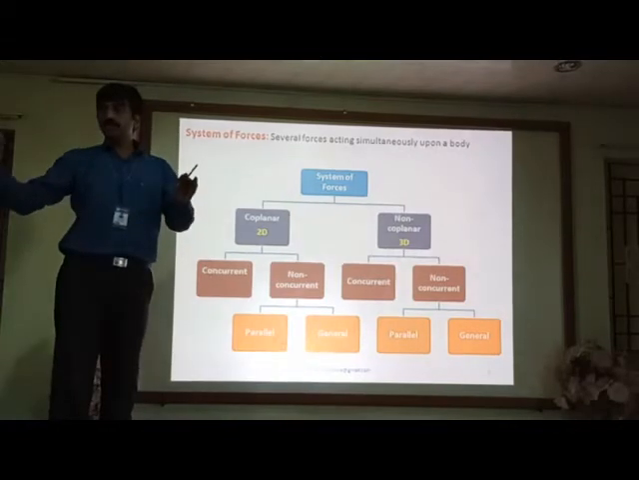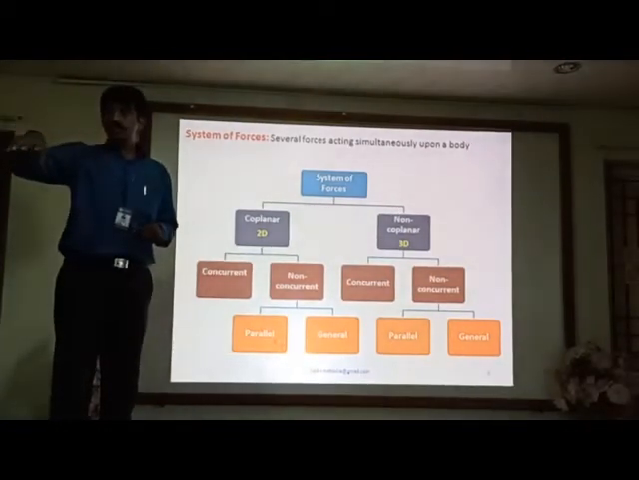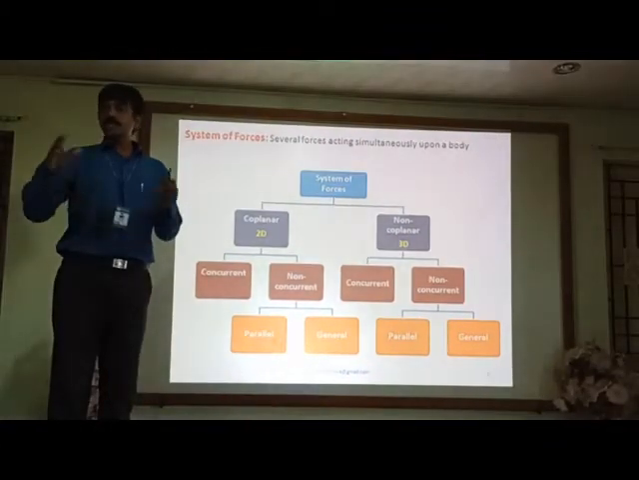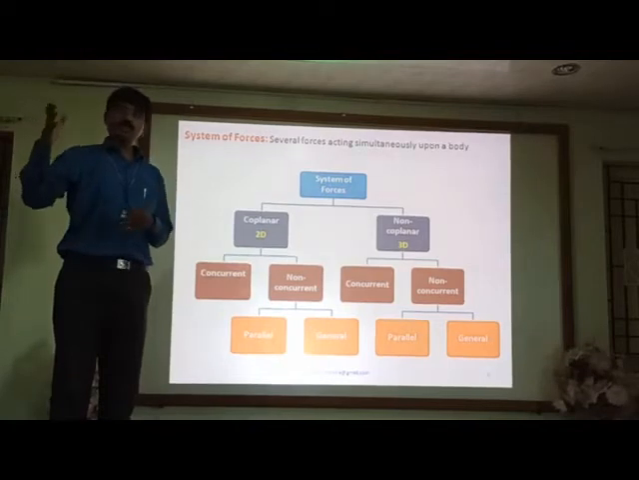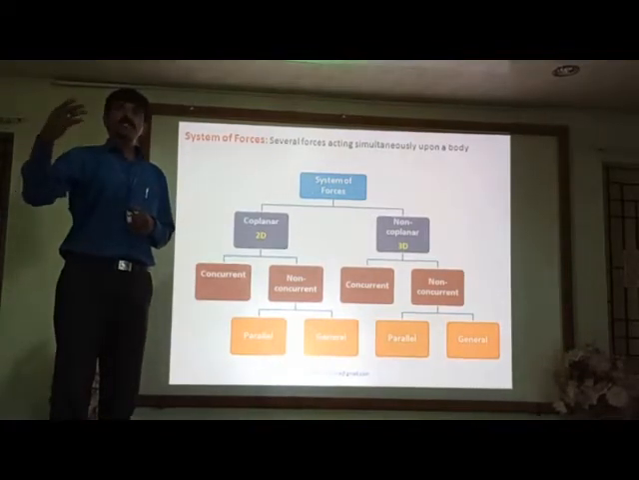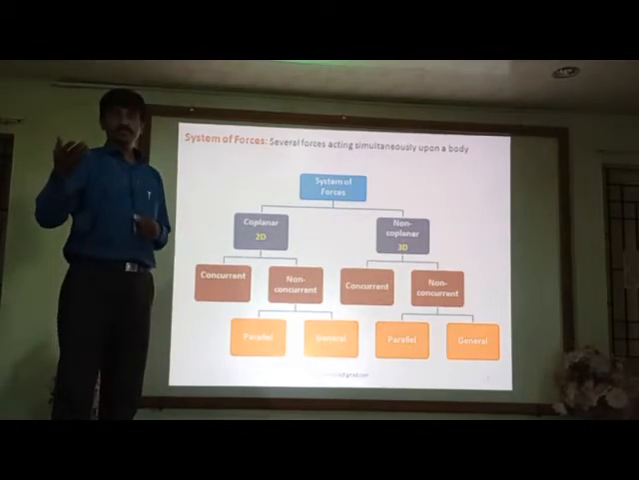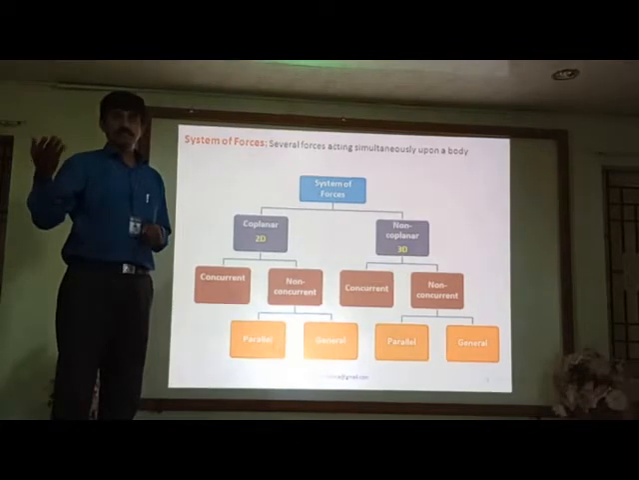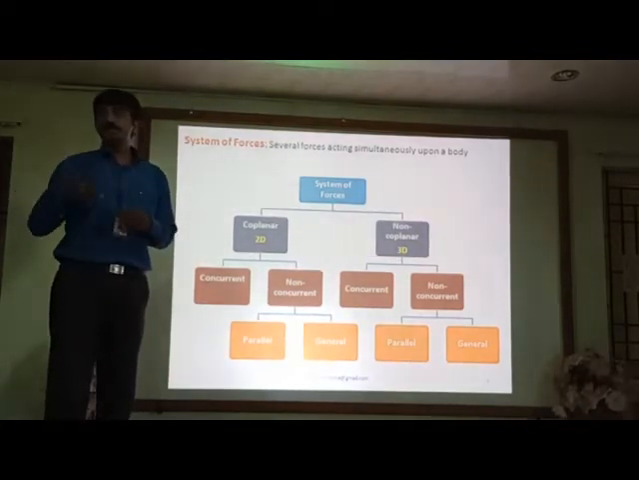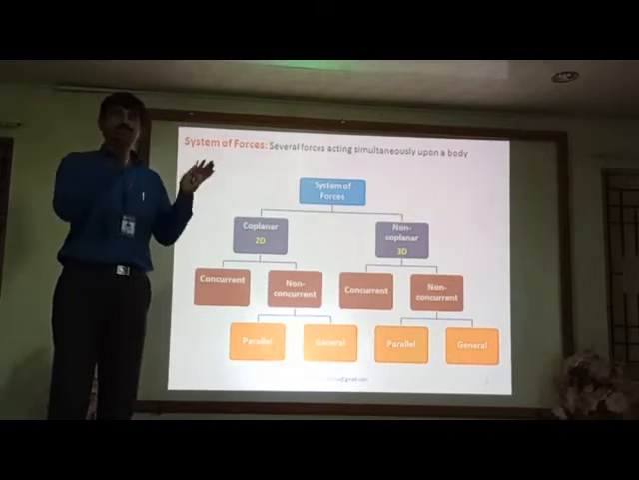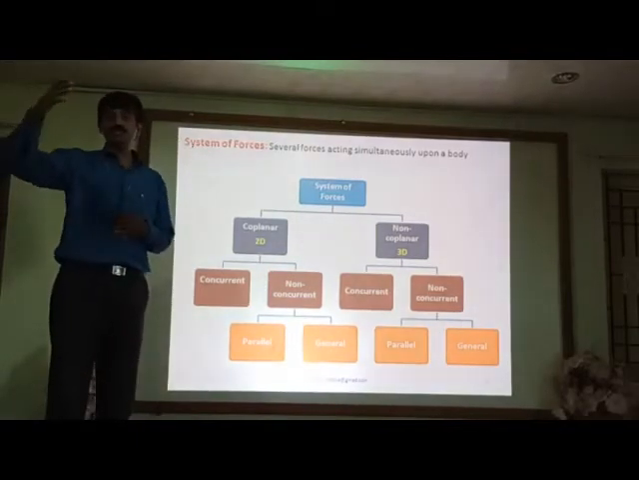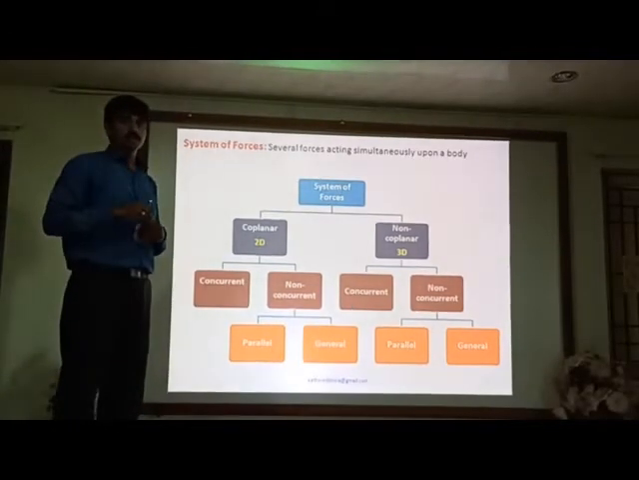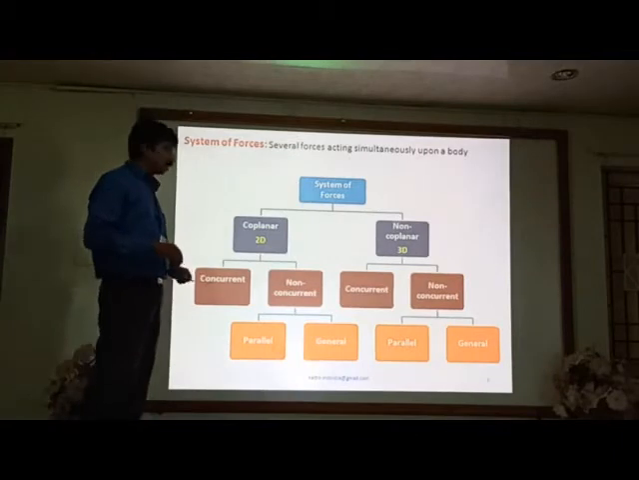Suppose I have kept different amounts of loads on a table on the same plane, that could be considered a coplanar force system. If you consider a solid, for example a cuboid or a square prism, how many surfaces does it have? Six different surfaces, or a cube, six different surfaces. On all the surfaces, different amounts of forces are acting. That kind of force system is referred to as non-coplanar. If the forces are acting in different planes, that is a non-coplanar system.